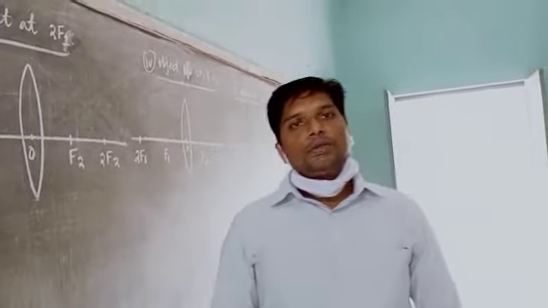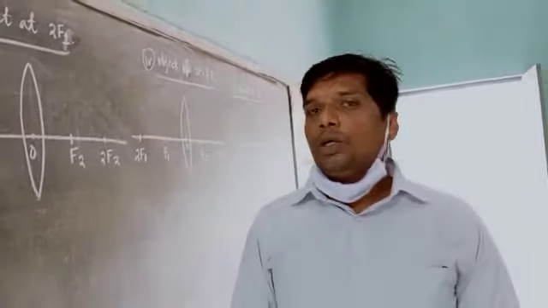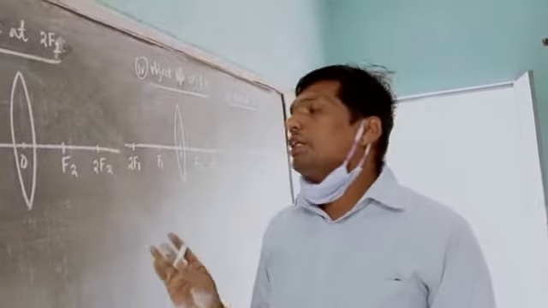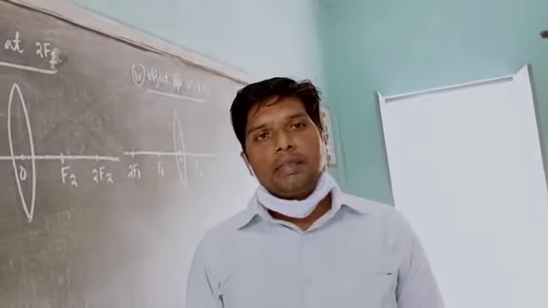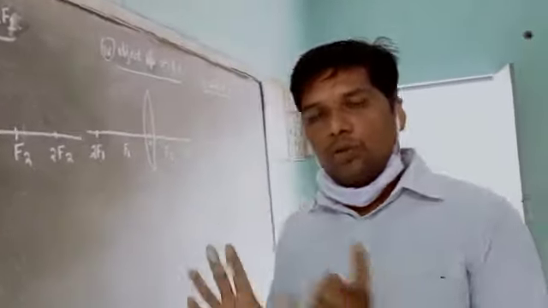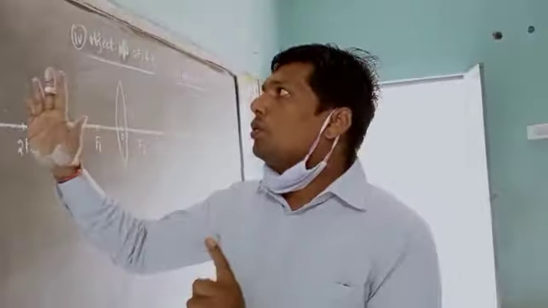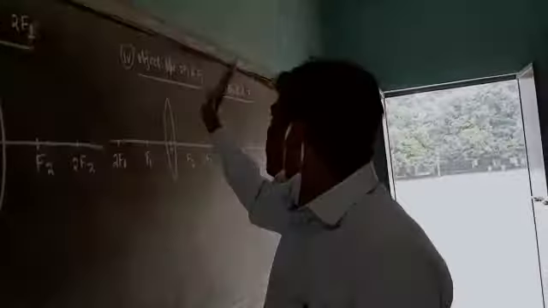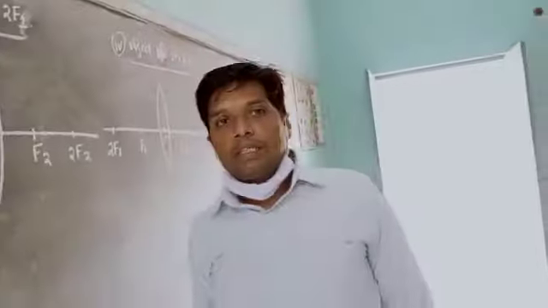Again, welcome my dear students. We will continue with how an image is created by a convex lens. We already discussed the first two cases. Now we will discuss the third, fourth, fifth and sixth cases.